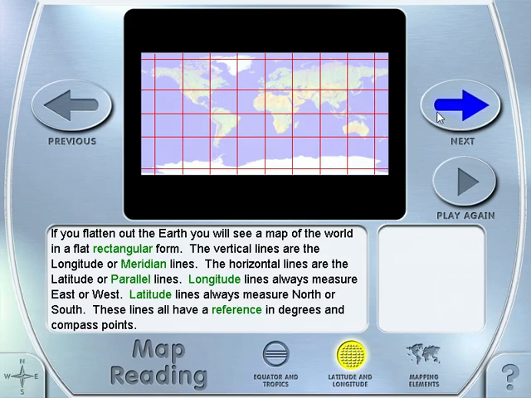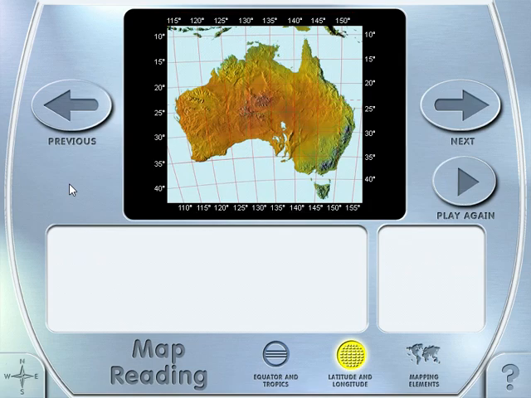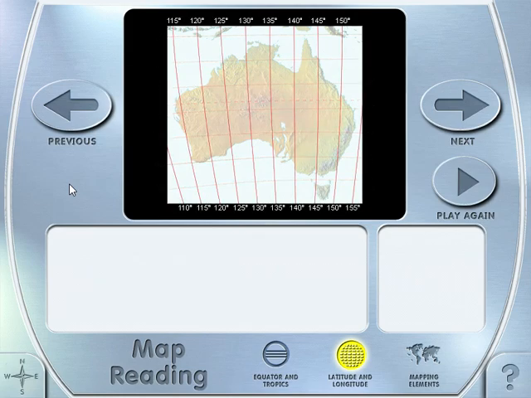Next tutorial. Reference points. Now, take a look at this map of Australia. These are lines of latitude and longitude. These lines divide the world into reference points needed for mapping.